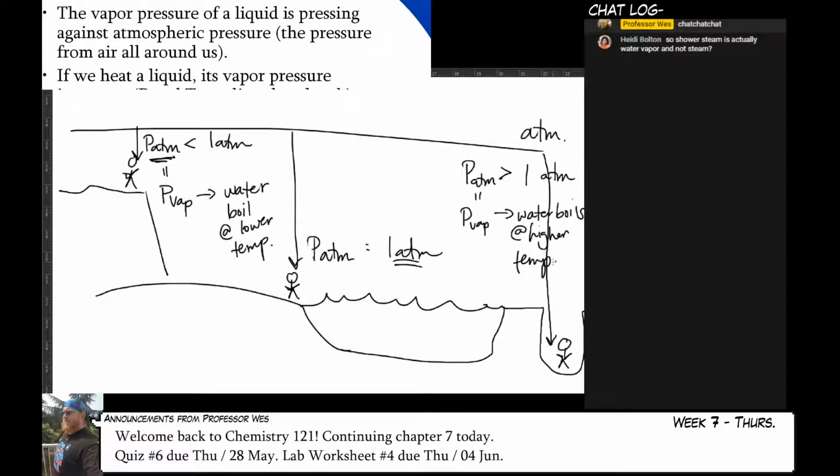Now, obviously, if you want to cook at a higher temperature to cook stuff faster, you're not going to go to Death Valley or the Dead Sea. That's ridiculous. What you can do is buy something called a pressure cooker. A pressure cooker increases the pressure in the headspace above the water. And it increases it so much that the water will stay liquid up to a higher temperature. It will not boil.